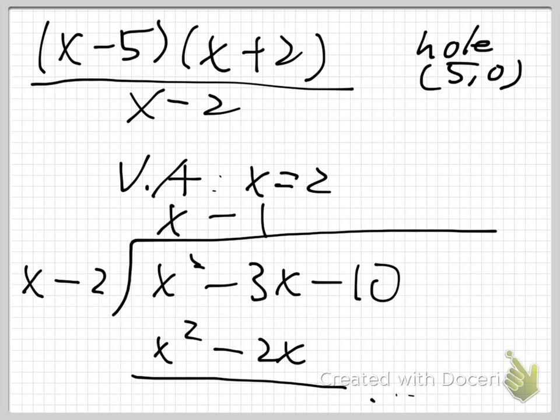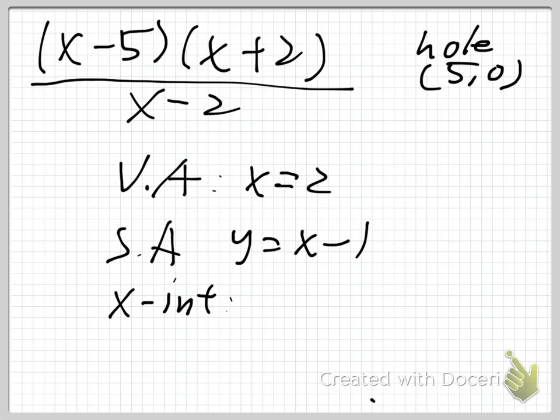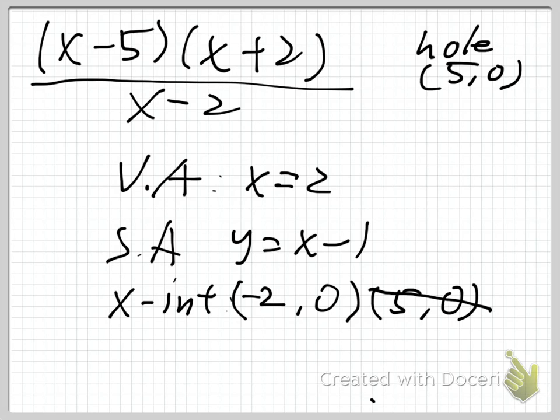So our slant asymptote, SA, is going to be y equals x minus 1. And then the other things we need to find are the x-intercepts and y-intercept. X-intercepts plural and y-intercept single. The x-intercepts are found by setting the numerator to 0 and solving. That'll give us at -2, 0 an x-intercept. And we would also have one at 5, 0, but as you remember, we have a hole there. So instead of having a point, we're just going to have a nice little hole.